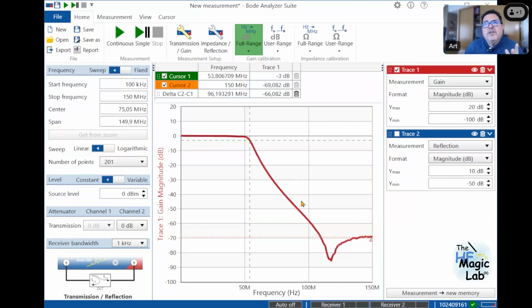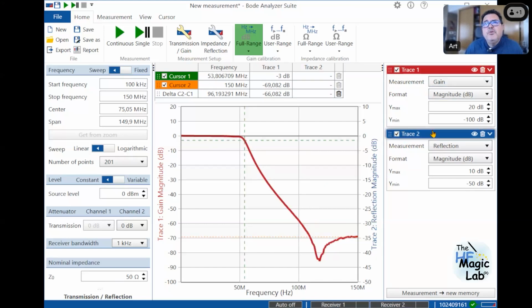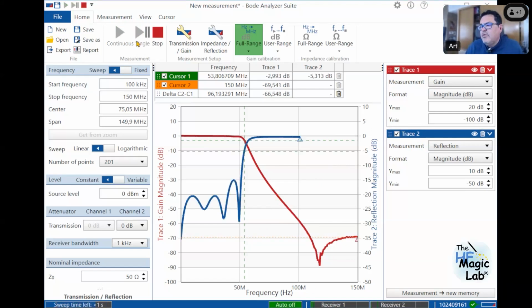Why is the filter working? The filter is working because if we specify trace number 2 and make it wider, sorry, I need to go to this menu here, and we repeat the test, we will see now on the screen S11. In blue color, you see S11. It is close to 0 dBs in the high frequency range. Remember, S11 is the reflection coefficient. So at this frequency, we have a lot of attenuation because we have close to 0 dBs in reflection coefficient.